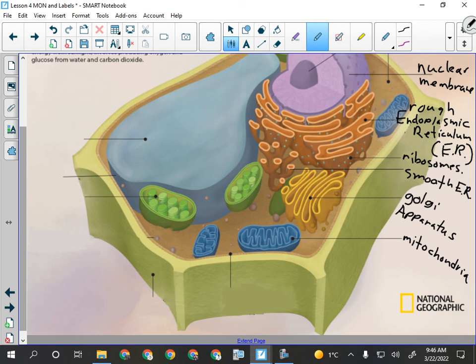It carries out cellular respiration, that whole thing we talked about earlier, where glucose gets burned in the presence of oxygen, makes carbon dioxide and water. That's what goes on in the mitochondria. So the mitochondria provide essentially the chemical energy that runs all of the cell's processes.